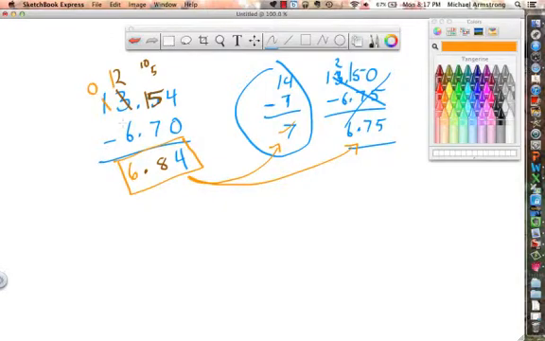Now, the lesson mentions that sometimes it's easy to check your work by adding the thing that you're subtracting, 6.70, and your answer. So your difference. So this is the difference. This is what you're subtracting from 13.54. And if we add those back together, if we just want to check our work, we can. And we can do this without borrowing. So 0 plus 4 is 4, 7 plus 8 is 15. Carry the 1. 6 and 6 is 12, plus 1 is 13. So 13.54, and that's what we had. So we must have done it right. Okay.